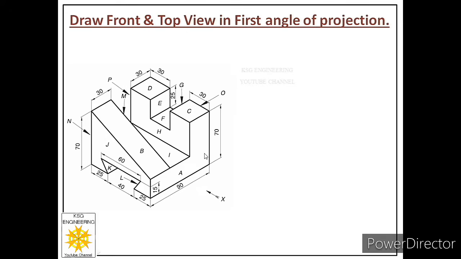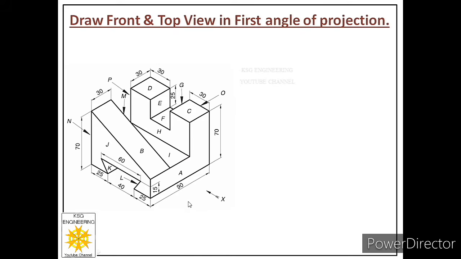When you look at this object from the front side, you have to first see how many faces are parallel to VP. Face A and face E are parallel to VP, but face E is a hidden face. After that we have to see how many faces are inclined to VP. There are three inclined faces: face B, face K, and opposite to face K, face L, which is similar to face K. Face K and L are hidden faces.